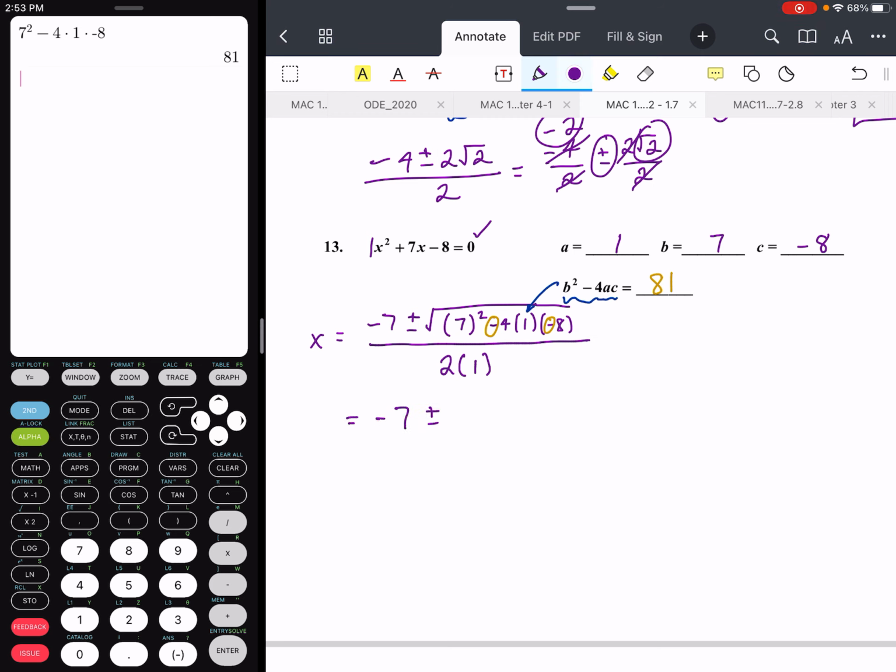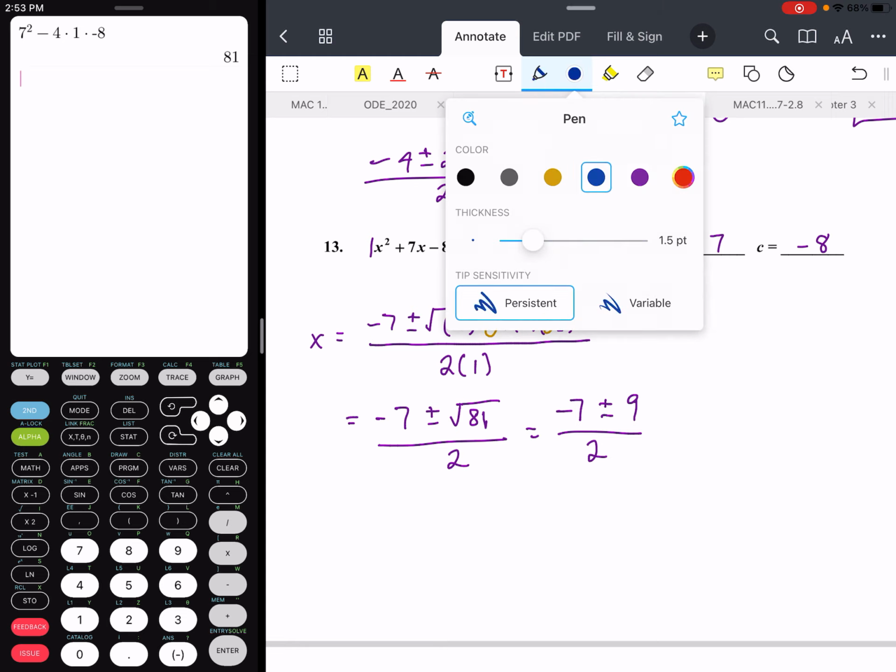Negative 7 plus or minus the square root of 81, the whole thing over 2. So that gives us negative 7 plus or minus... Simplifying the square root of 81, of course that's just a 9, right? The square root of 81 is 9. So now we have negative 7 plus or minus 9 over 2. And then plus or minus gives us 2 solutions.